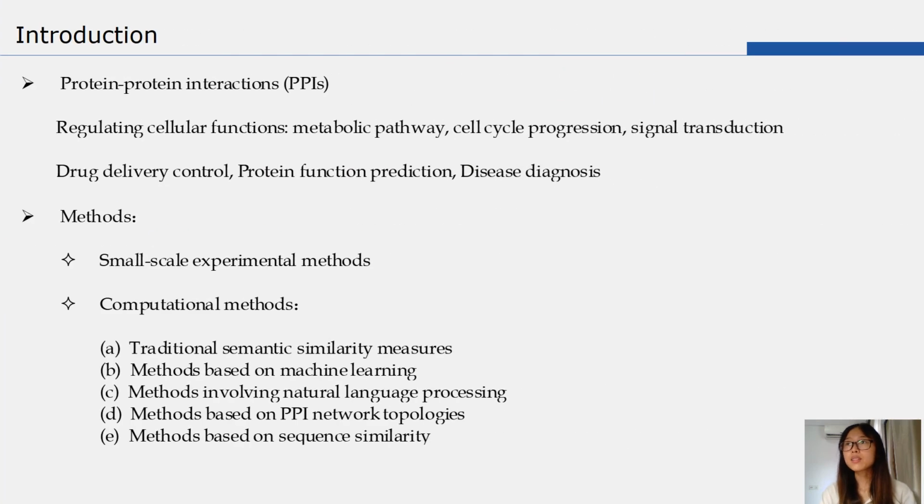Prediction of the PPIs is widely used in drug delivery control, function prediction, and etc. In order to identify new interactions, some small-scale experimental methods have been proposed, but they are expensive and time-consuming. Therefore, many researchers have proposed computational methods to predict novel PPIs, which can guide experiments. We roughly classify the computational methods into 5 categories, which is shown in this slide.